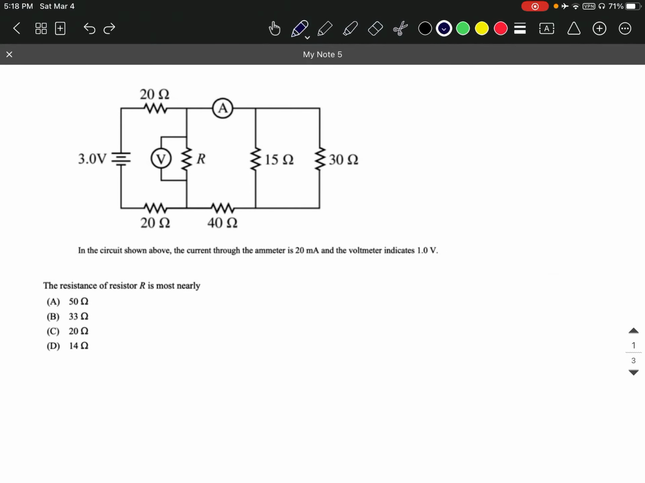Okay, this is a great electric circuits question. Go ahead and pause the video and give this question a read before we go through the solution.